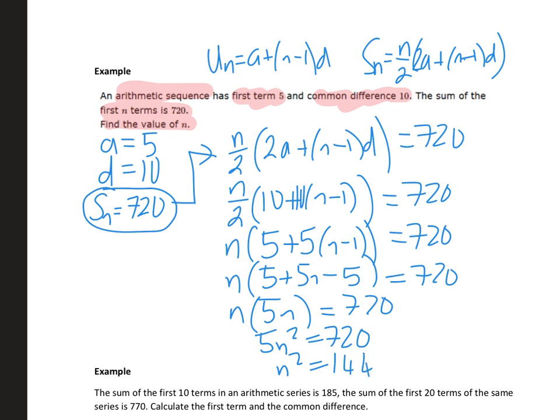So to get n, I can square root both sides. So I get n is 12, or n is minus 12. But as I'm talking about a number of terms, I can't have a negative number of terms. So n would be 12.